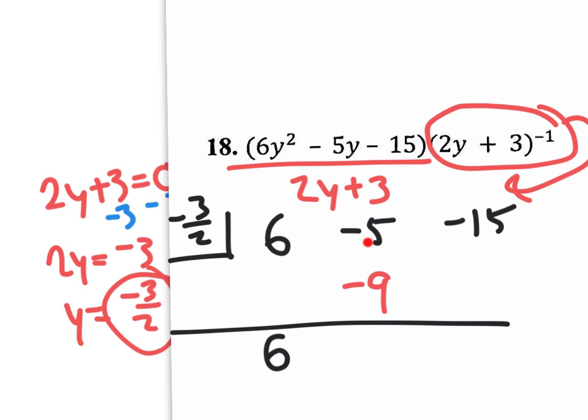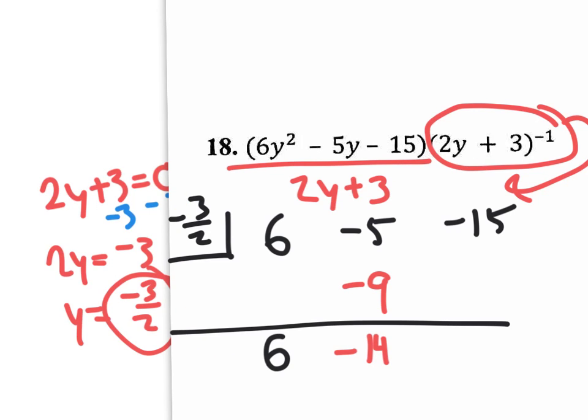And then, as we go down, -5 and -9, what do we get? -14. Keep in mind that as you go up, you multiply. As you go down, you combine. Okay? So -3/2 times 6 was -9. And then -5 and -9 is -14. And then we're going to go -3/2 times -14.